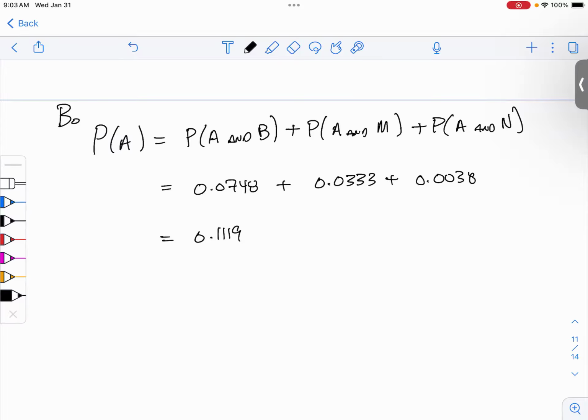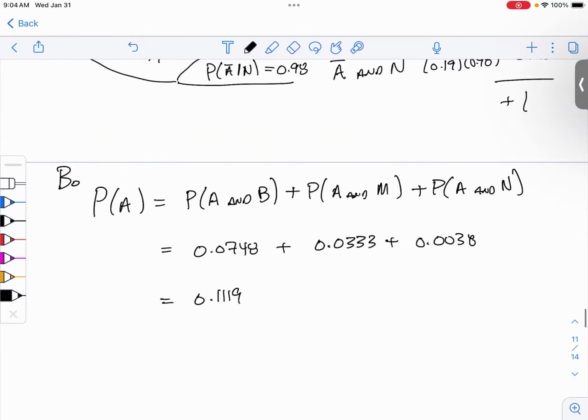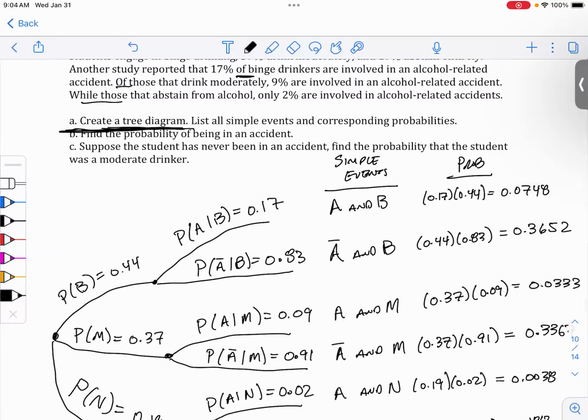And that gets us the probability of being in an accident. And in this case, we mean alcohol-related accident. Lastly, suppose the student has never been in an accident. Find the probability the student was a moderate drinker.